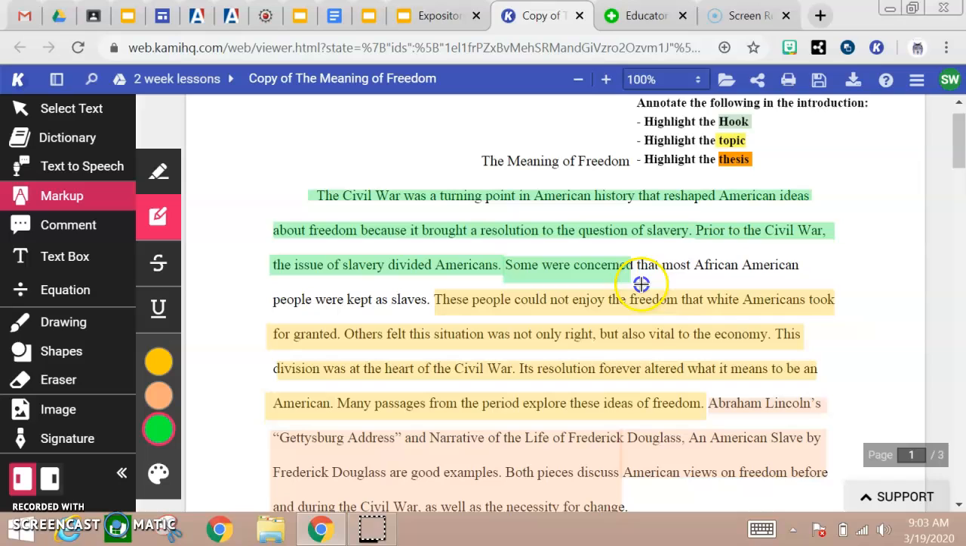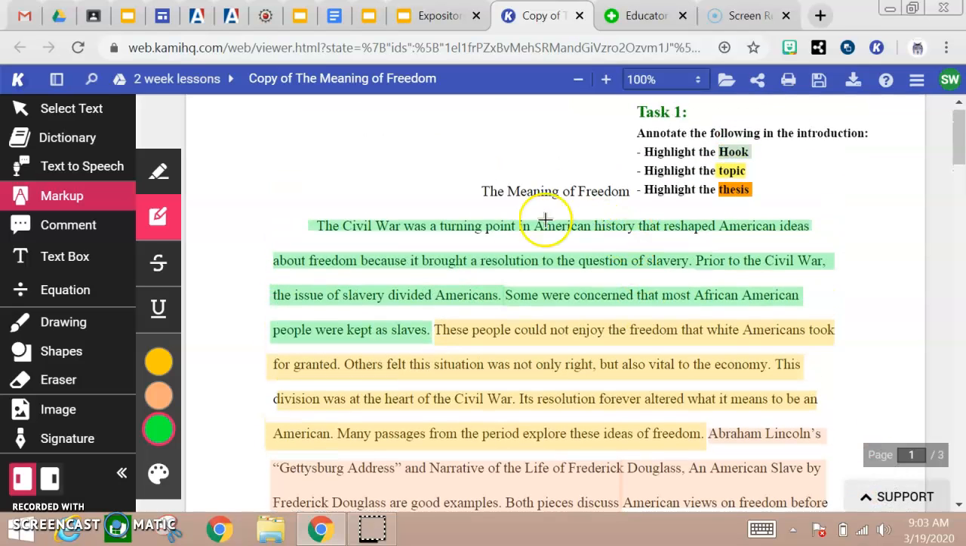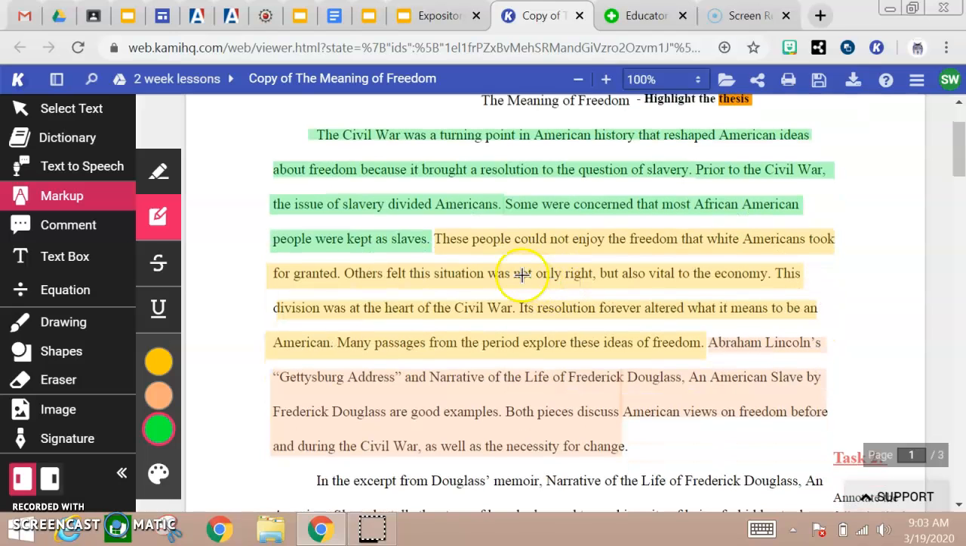This also, "some were concerned," that wording makes me wonder who some of the people were. Then I highlighted this as the topic because it goes into freedom, seeing as the meaning of freedom is the title. It says these people could not enjoy the freedom that white Americans took for granted. Others felt the situation was not only right, but also vital to the economy. This division was at the heart of the Civil War. Its resolution forever altered what it meant to be an American.